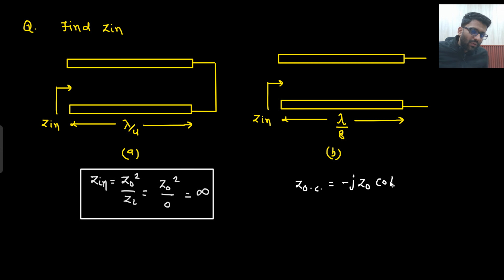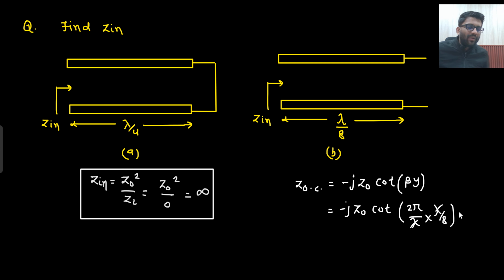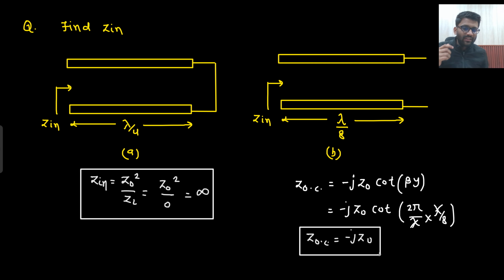So it is minus j Z0 cot beta y. Then I will see the length. What is the value of beta? 2 pi by lambda. And what is y? y is lambda by 8. Lambda gets cancelled. 2 pi by 8 is pi by 4. Cot pi by 4 is 1. Look, 2 pi by 8, this is a very simple thing. Pi by 4, cot pi by 4 is 1 only. So what am I getting? Z open circuit is minus j Z0. There you go. The Z0 value will be mentioned in the examination. So the answer will be minus j Z0.